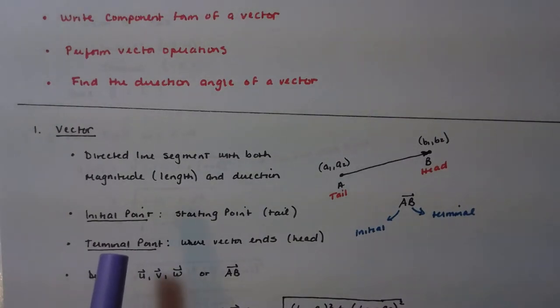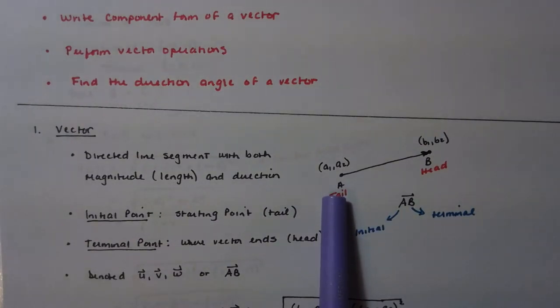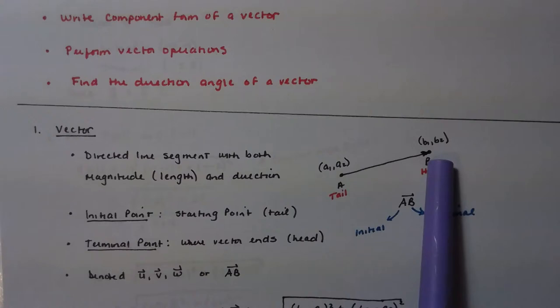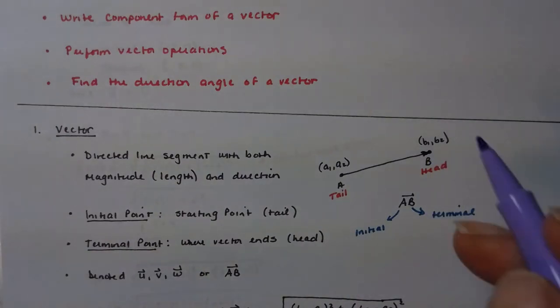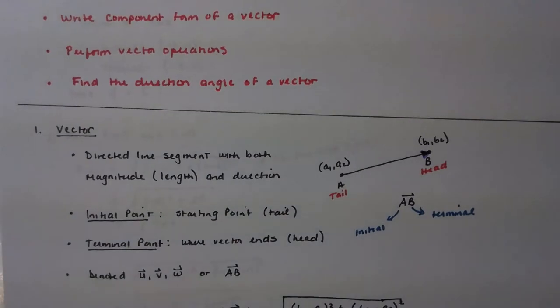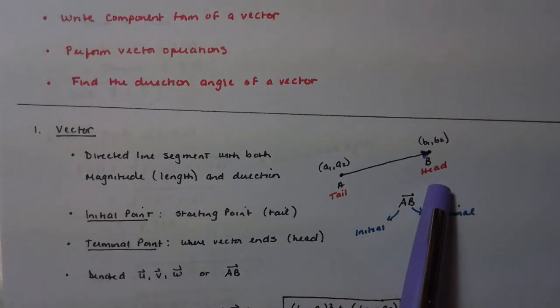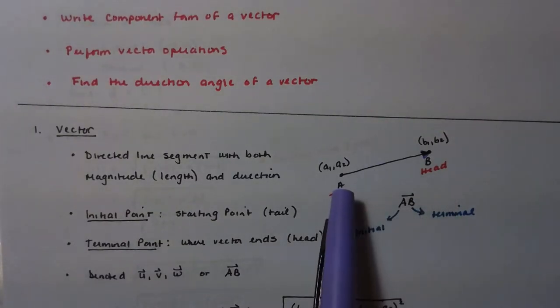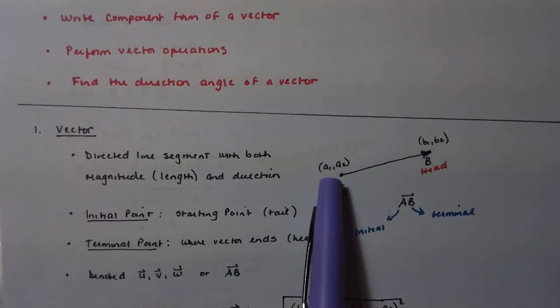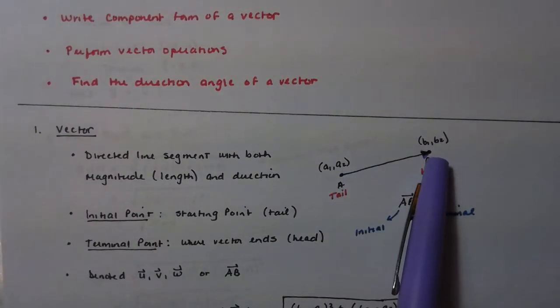So let's get started. A vector is just a directed line segment, and it has magnitude, or length. Magnitude is just a fancy word for length, and it has direction. Maybe this vector here has a starting point, which is called the initial point, and an ending point, which is called the terminal point. The terminal point always has the arrow. We call the initial point the tail and the terminal point the head. If this is point A, I can think of the coordinates of A as A sub 1, comma, A sub 2. And for point B, I could think of those as B sub 1, B sub 2.